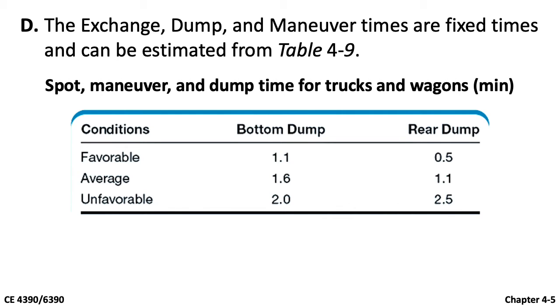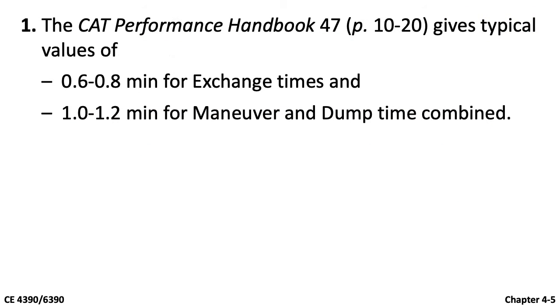Exchange time and maneuver time are fixed times, and they can be estimated using Table 49 in your textbook. I will explain this table later when we do an example. The Caterpillar Performance Handbook 47, page 1020, gives you the following typical values for fixed terms: 0.6 to 0.8 minutes for exchange time, and 1 to 1.2 minutes for maneuver and dumping time combined.